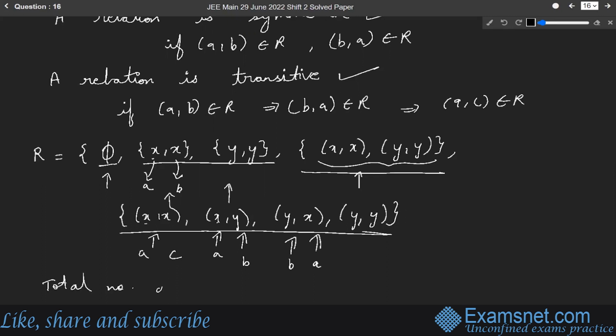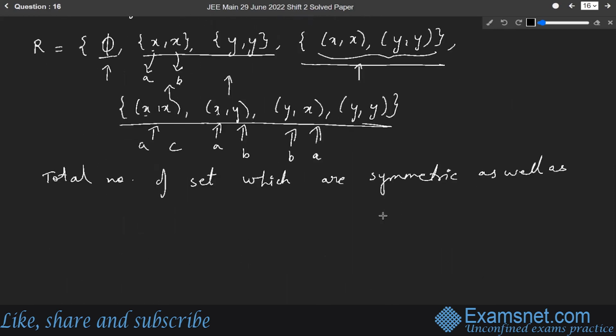What are the total number of sets which are symmetric and transitive? Let us count them. First set is phi, second set is x comma x, third set is y comma y, fourth set is x comma x and y comma y, and the fifth set is the large set which consists of all the elements. So we have a total of 5 sets.